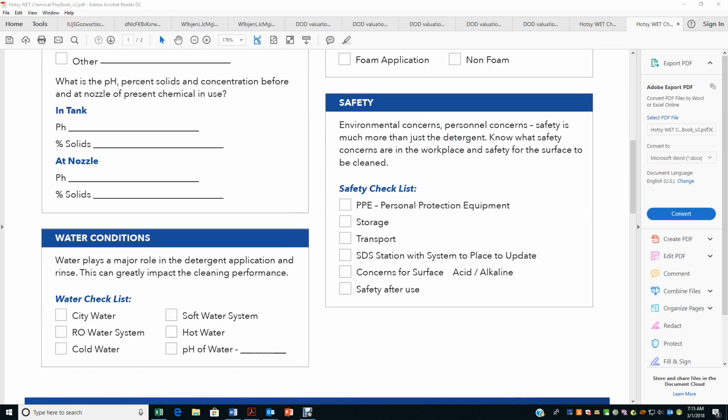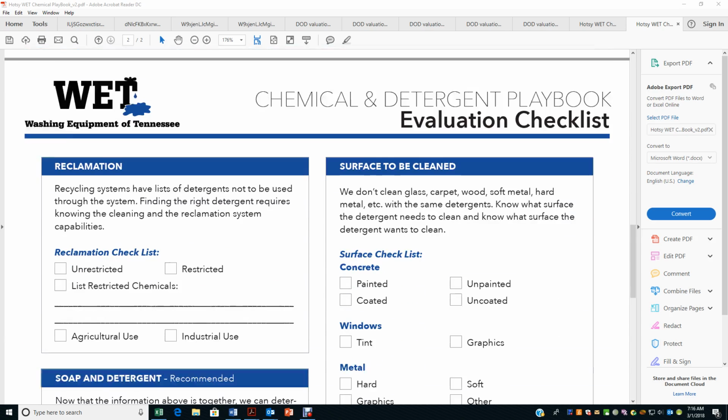Pretty simple. Safety. We're looking at the PPE, personal protection equipment, that's available on site, where these detergents are being stored, and how they're being transported around the facility. Do they have an SDS station with a system in place to update? Are there concerns about the surface that we're trying to clean? Is it acid? Is it alkaline? Is it safe to use? Or is there a safety concern after we use the chemical and it goes down the drain?